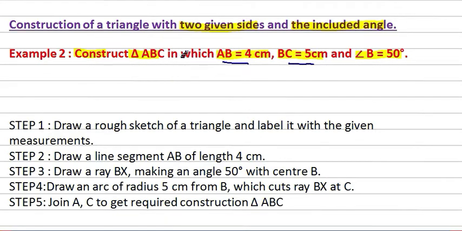So, what is our first step? We are going to draw a rough sketch of the given triangle and label it with the given measurements, that is A, B, C, and label AB is equal to 4 cm and BC is equal to 5 cm and angle B, here they given 50 degrees. Let's go to the construction part.